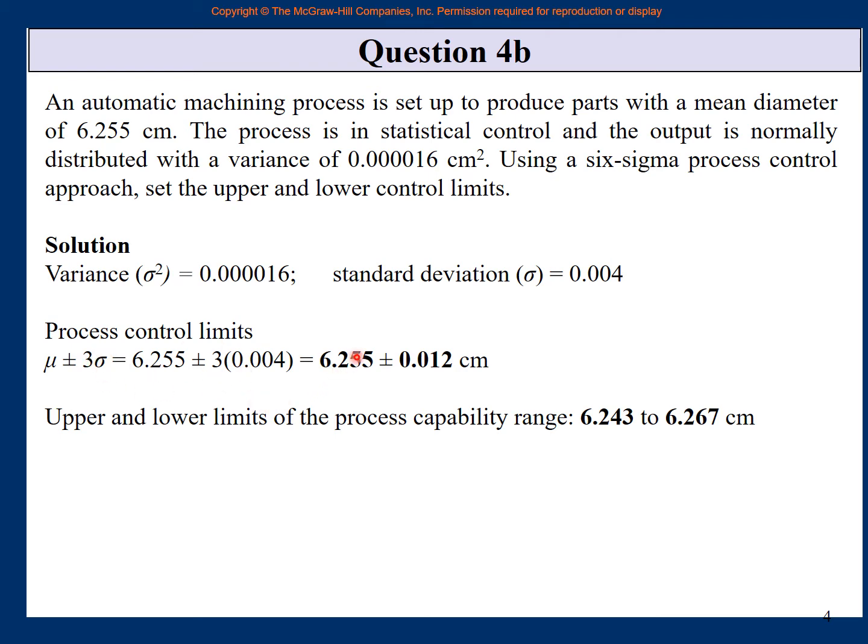So this is 6.255 plus minus 0.012 centimeter. These are the process control limits. If you write it as a plus minus, and if you write it as the upper limit and the lower limit, so this plus and this minus, the upper and lower control limits are 6.243 and 6.267. So this is the answer of the question.